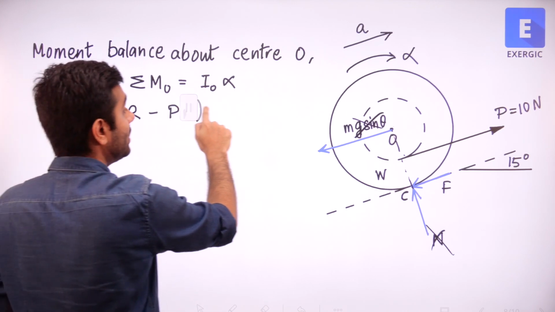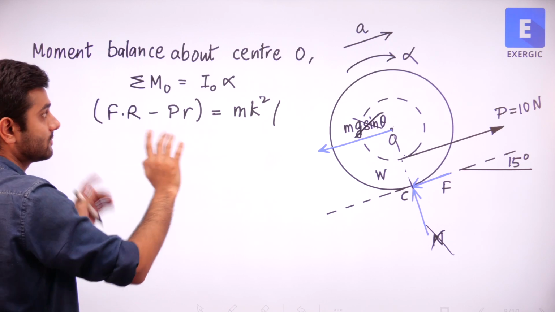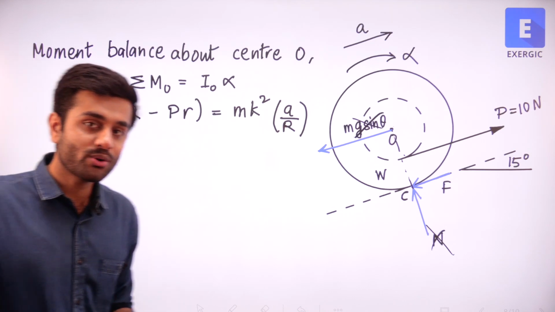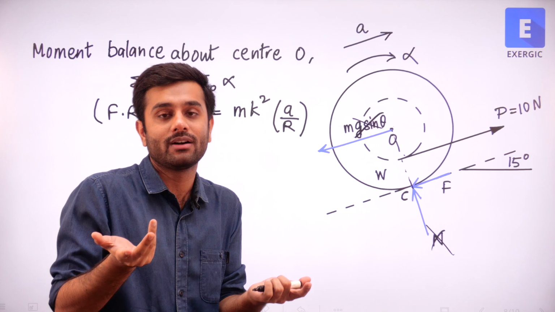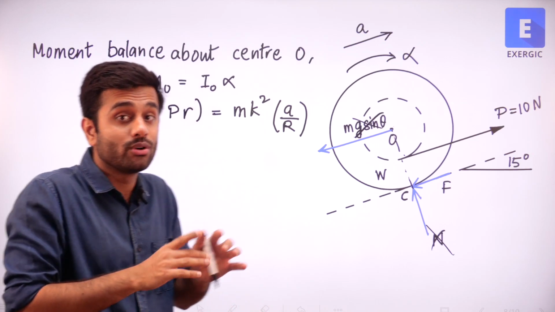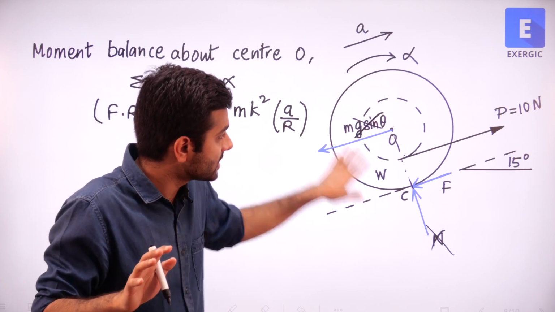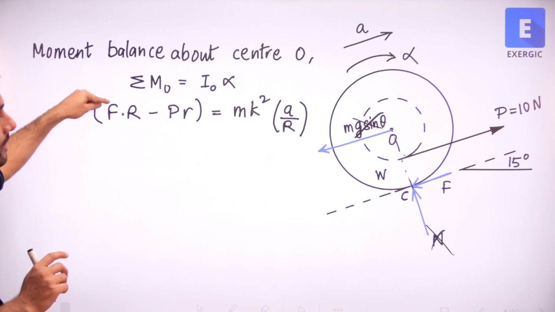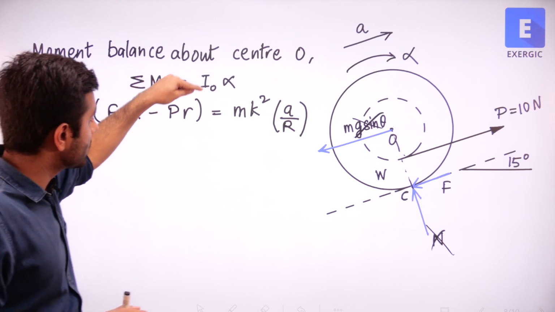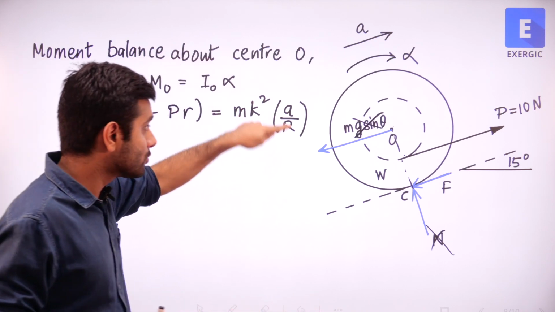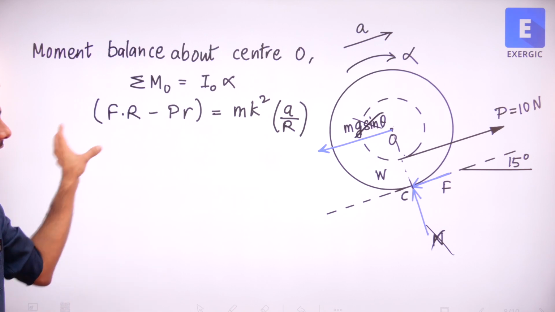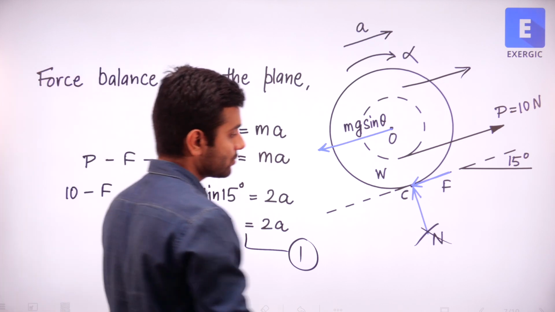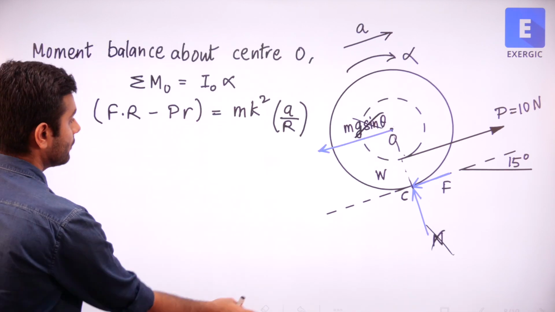This is equal to I naught, a value known to us, mk square, and alpha is A divided by R. How did we write that? From the rotation concept, A is equal to R alpha, V is equal to R omega. Please note, we are just considering it to be performing a rotation about O. That's how we have broken down the rolling into translation and rotation about O. Here, F is not known, R is known, P is known, small r is known, M and K are known, capital R is known, A is unknown. So again in this equation, F and A are unknown. Here also F and A were unknown. So we can solve the two equations and get the values of the two variables.